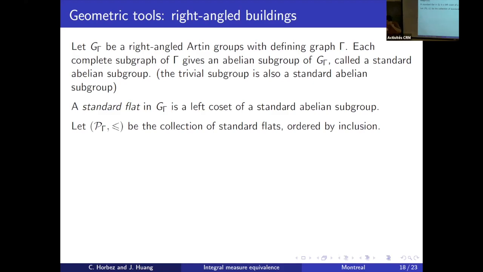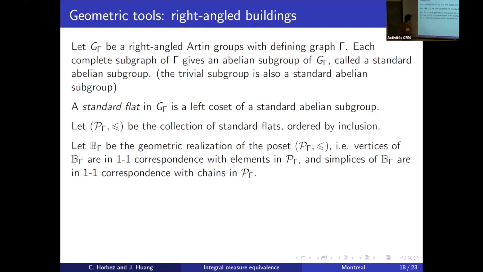Okay, so this is the poset, and the space I'm going to use is the geometric realization of this poset. Namely, it's going to be a simplicial complex. The vertices are in one-to-one correspondence with elements in this poset, and the simplices are in one-to-one correspondence with chains in this poset. Chain means a sequence of elements, let's say A1 less than A2 less than A3 less than A4. So this is what I mean by chain. Okay, so this turns out to be a CAT(0) space.